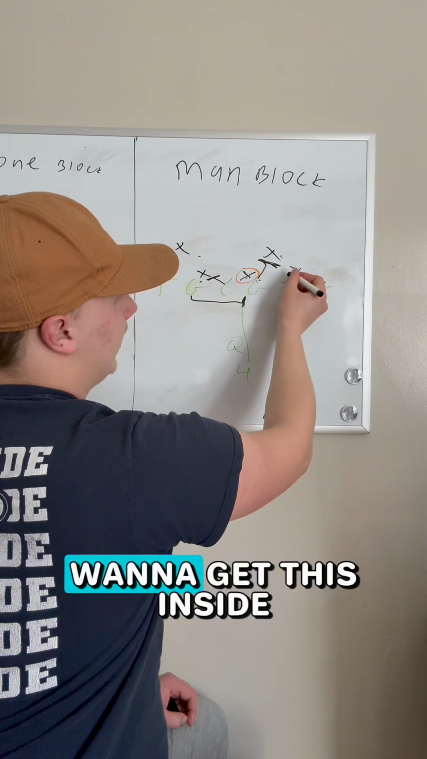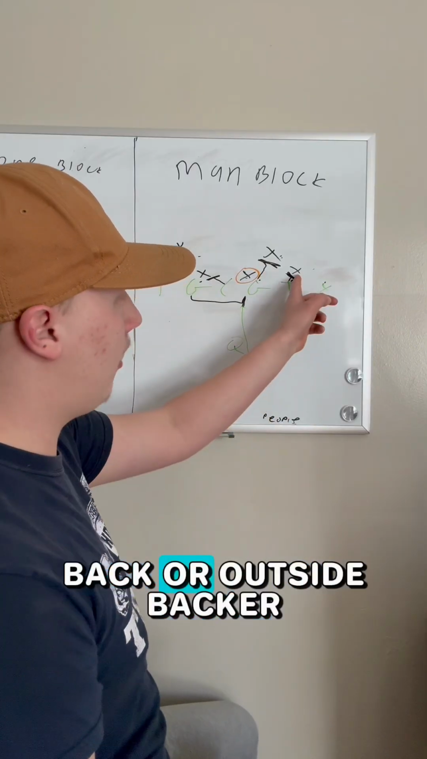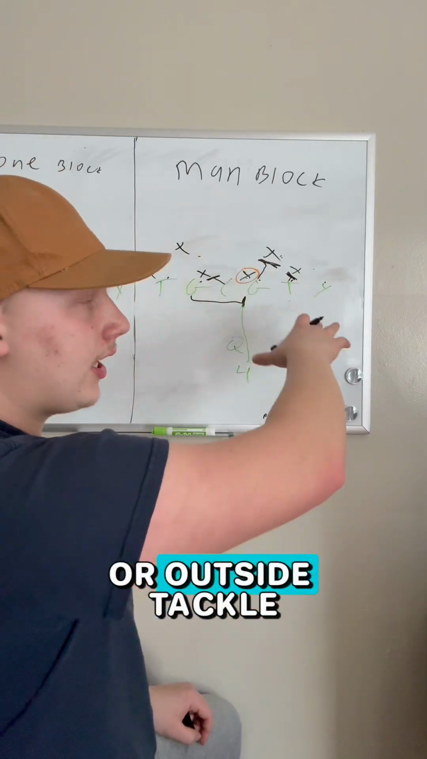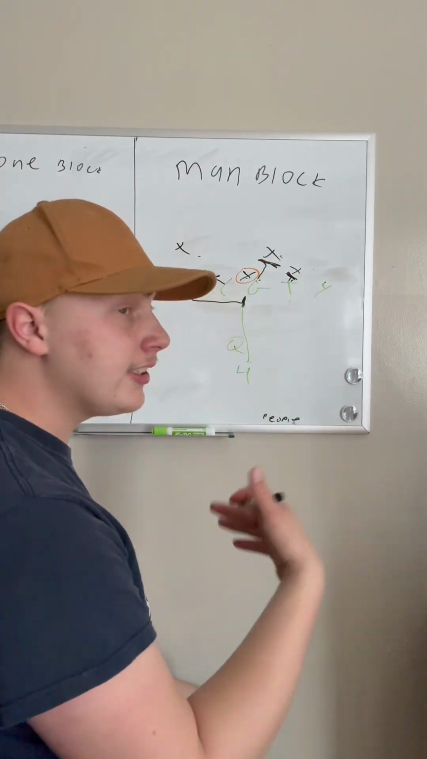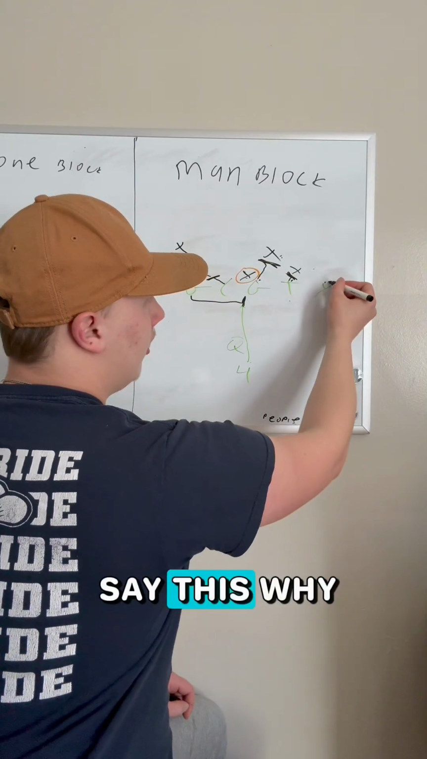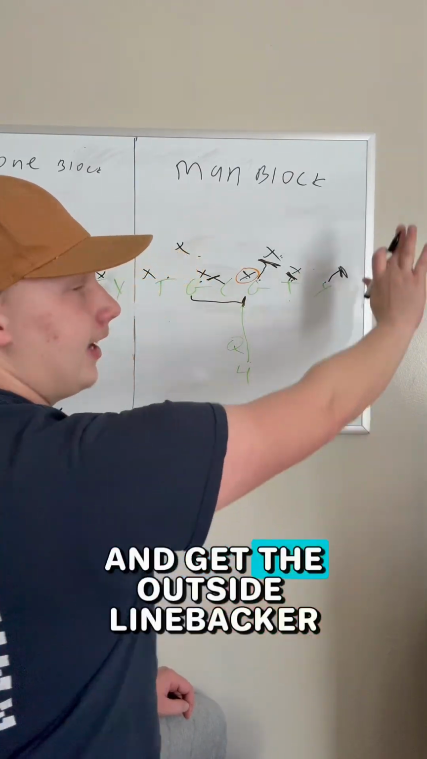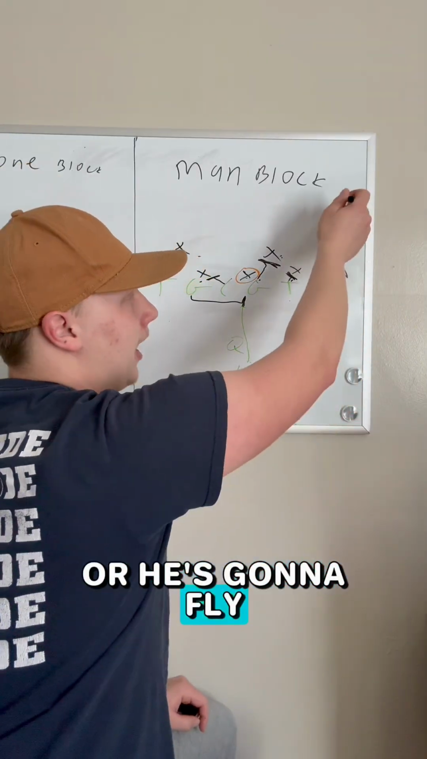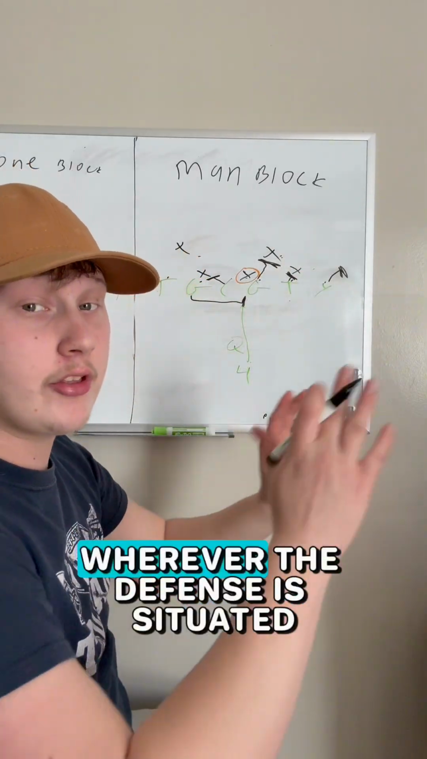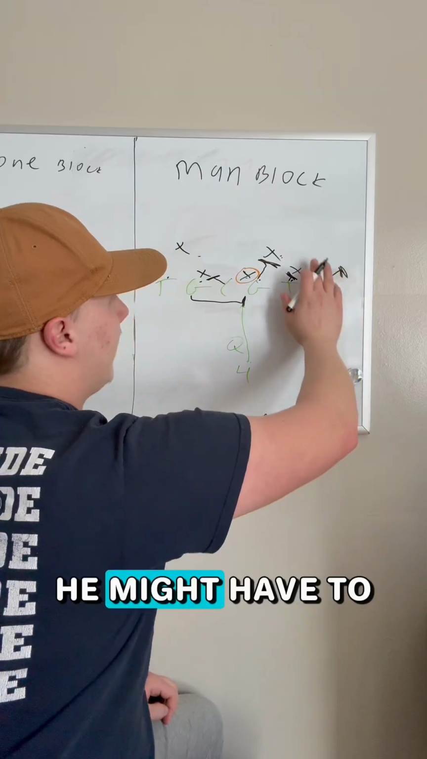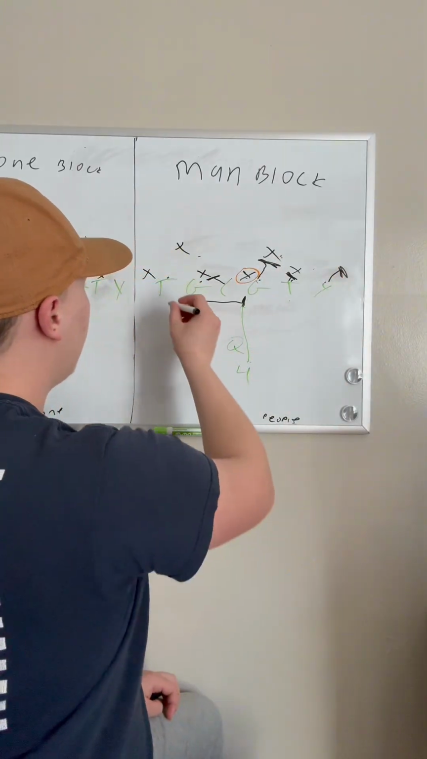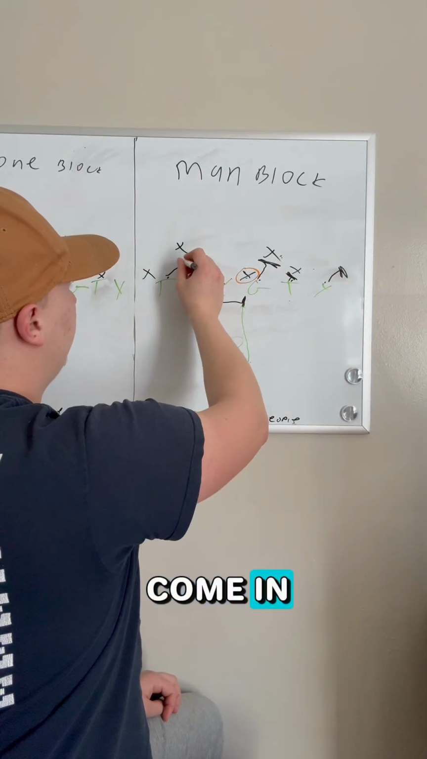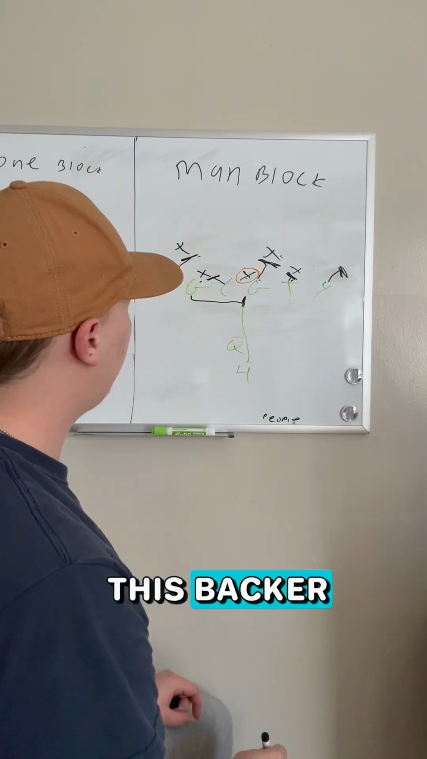His tackle is going to want to get this inside back or outside backer, or outside tackle, defensive tackle, I should say. This is why he's either going to come and get the outside linebacker or the contained player, or he's going to fly up and go get another backer wherever the defense is situated. He might have to come up, he might have to go out. This tackle, he's going to come in and he's going to block this backer.